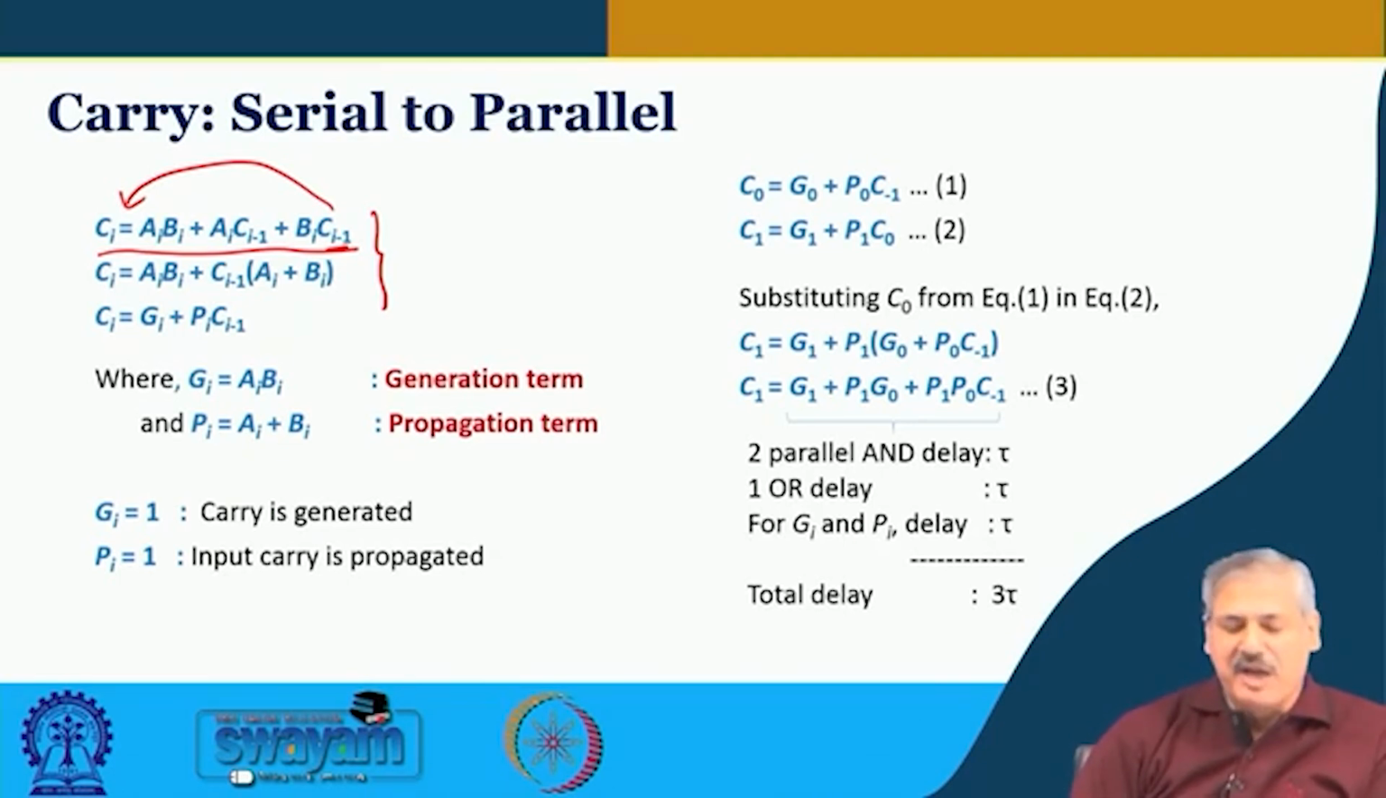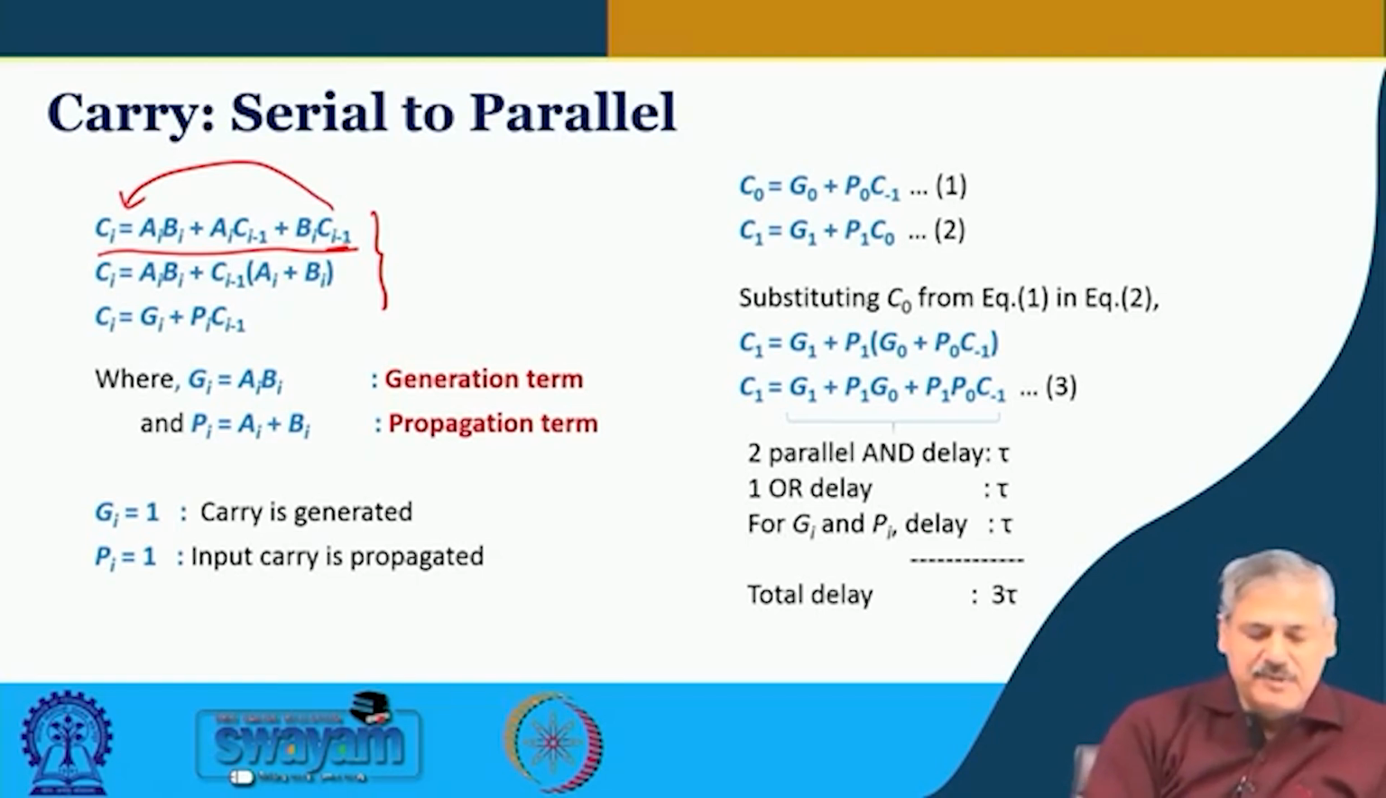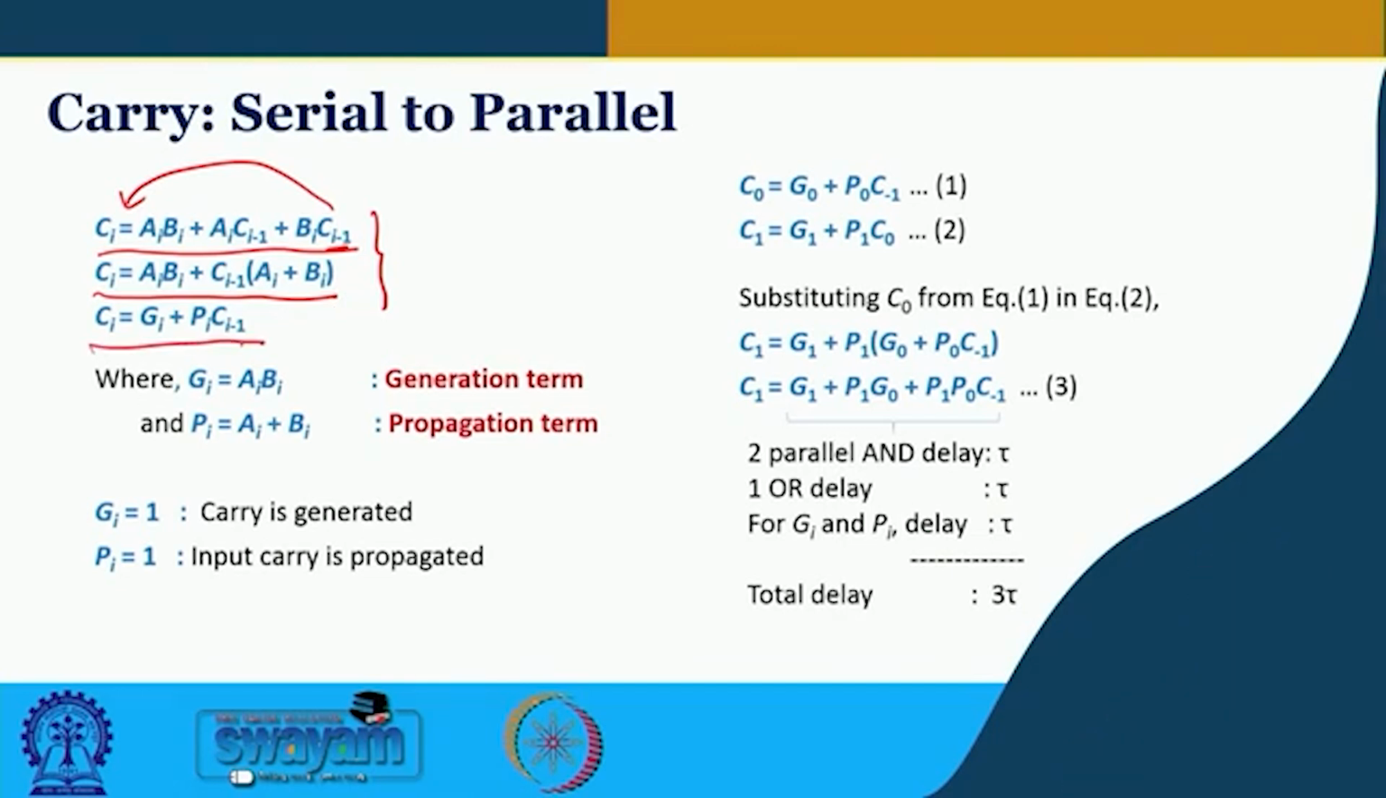Let us see how we can do it. To do that we are defining two terms. First of all, we are writing C i as A i B i, and for the C i minus 1 term we are taking A i plus B i common, and then we are writing it in this way.